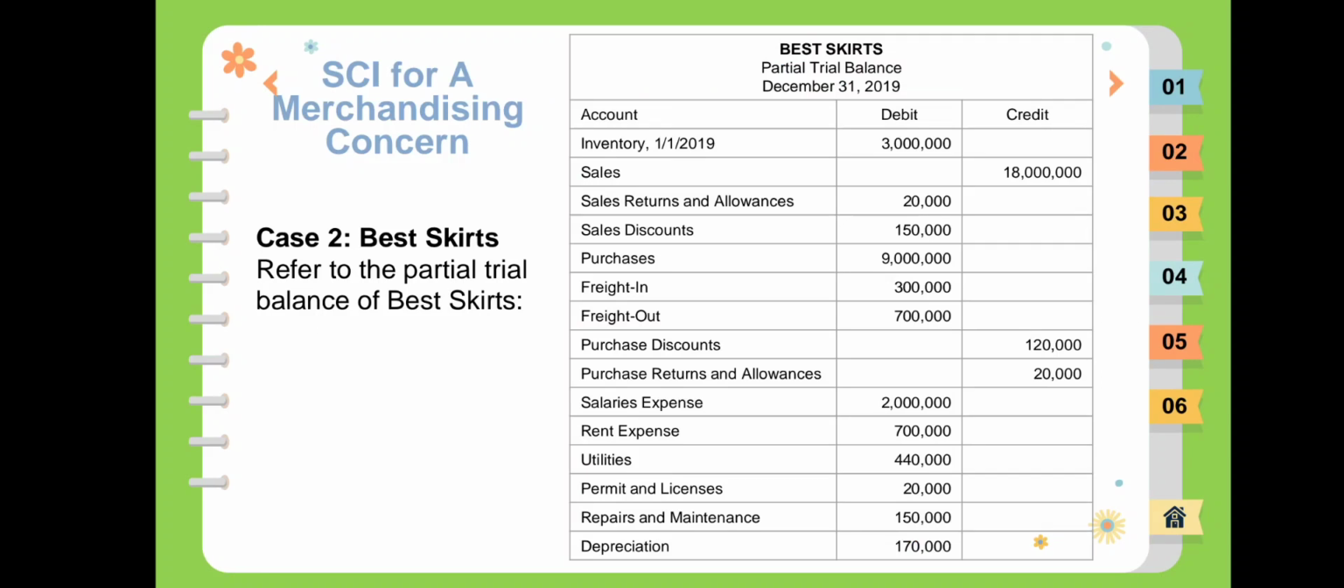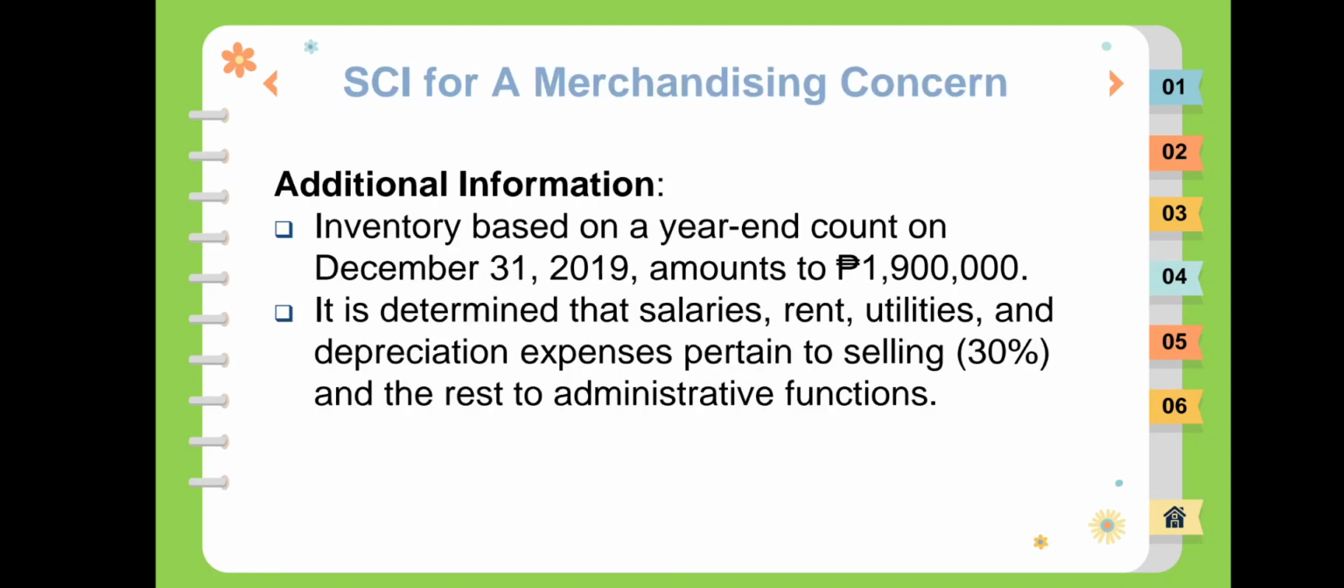Now, let's try preparing an SCI for a merchandising concern. So, we have case number 2 for Best Skirts. So, these are the accounts of Best Skirts or the trial balance of Best Skirts for December 31, 2019. We will be using this data, these accounts and amounts, in the preparation of the SCI. So, take note of this data. And for the additional information, take note of this one also.